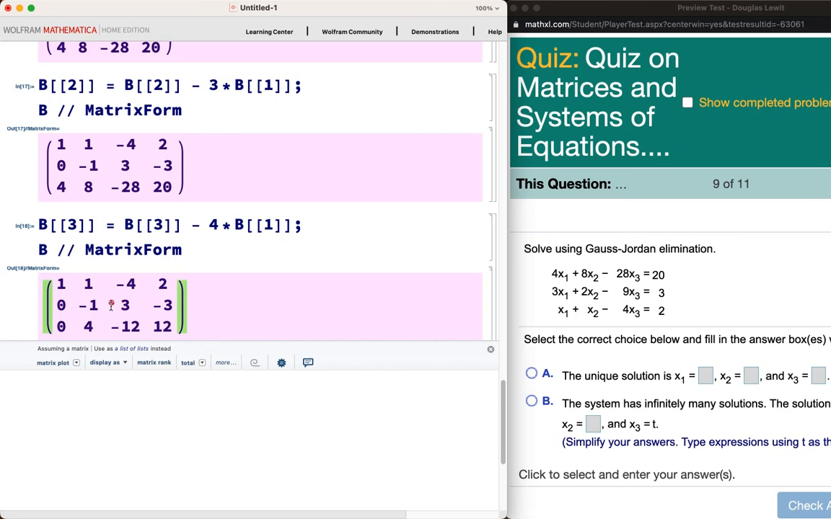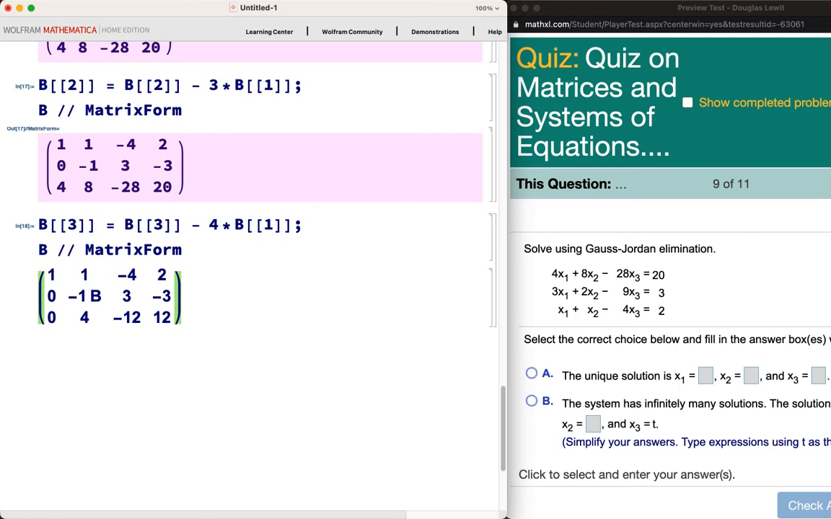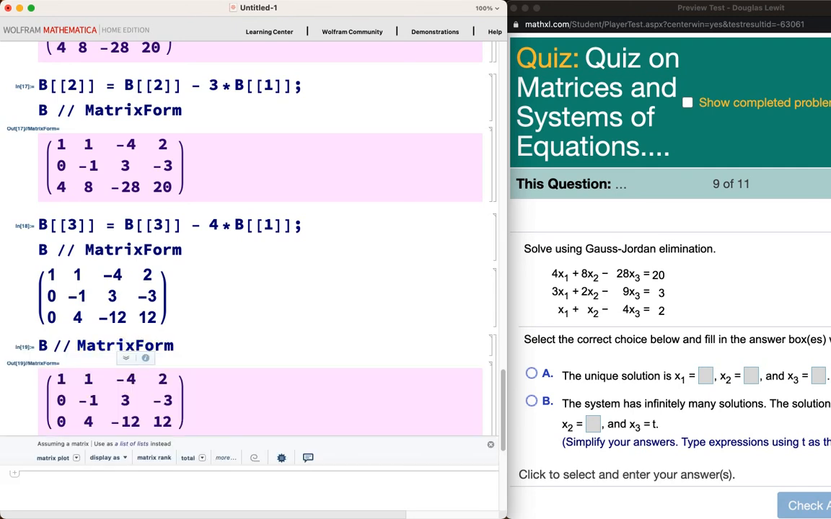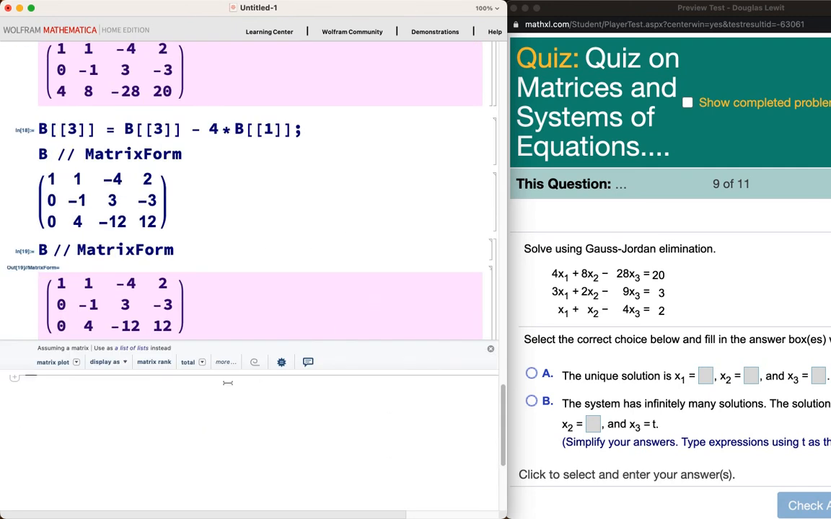This number here has to get changed into a positive 1. How do you change -1 into a positive 1? Well, you simply multiply the entire row by -1. That's it. Okay, so then, oops. Matrix form. Okay, there we go. So we're going to multiply the entire second row by -1, right?